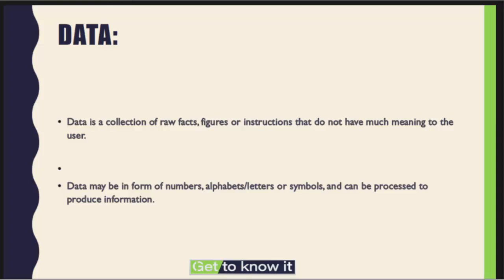Again, we have another term here that we'll also be using more often, that is data. And data is basically the raw facts that can be accepted by a computer. So they can be figures, they can be alphabets, they can be anything that the computer has the ability of accepting and manipulating to something useful. So data may be in form of numbers, as I've said, alphabets or letters or symbols, and can be processed to produce information.